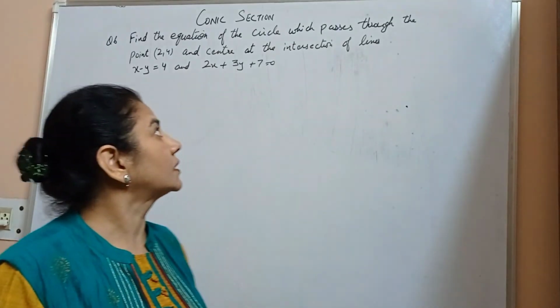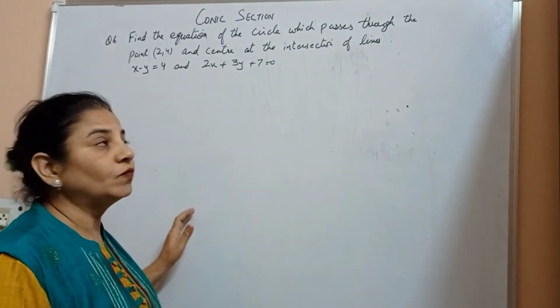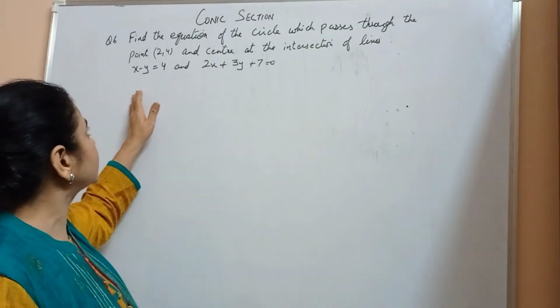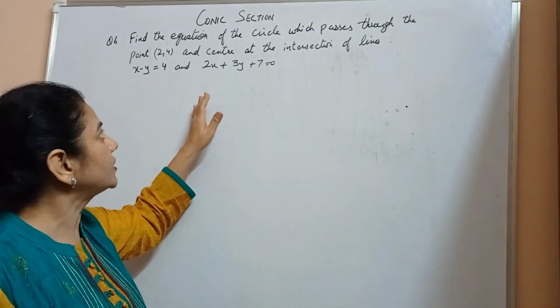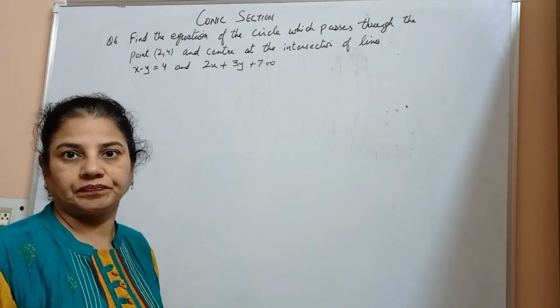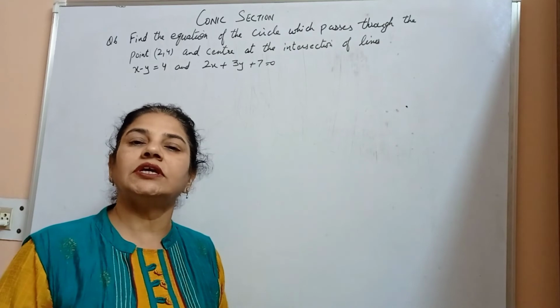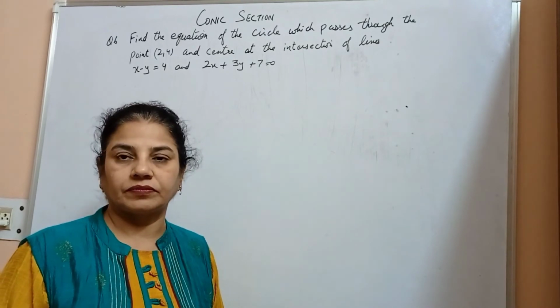Find the equation of a circle which passes through the point (2, 4) and whose center is at the intersection of the lines x minus y is equal to 4 and 2x plus 3y plus 7 is equal to 0. First of all, we find the point of intersection of the two lines, which is equal to the center of the circle.